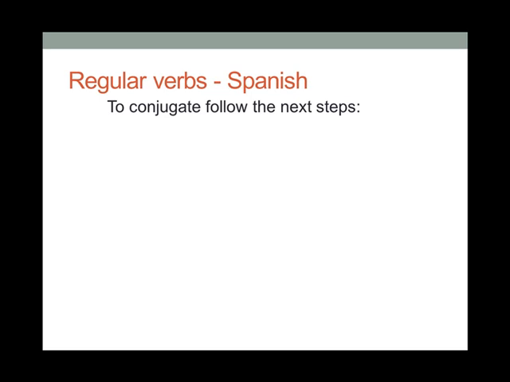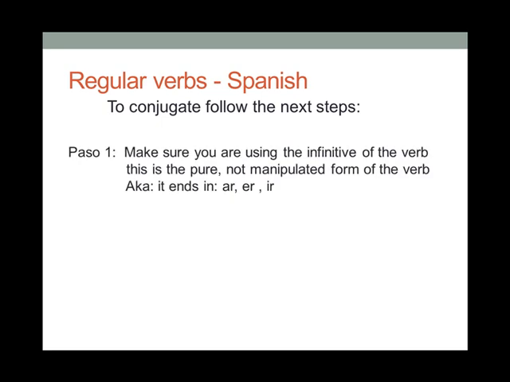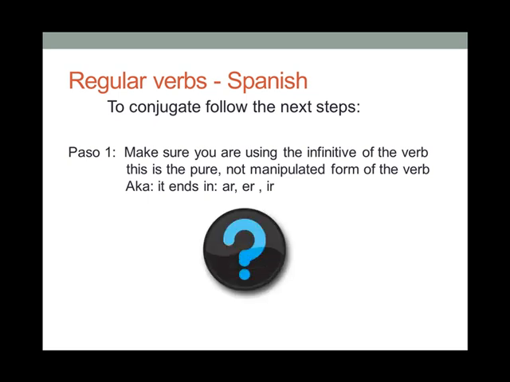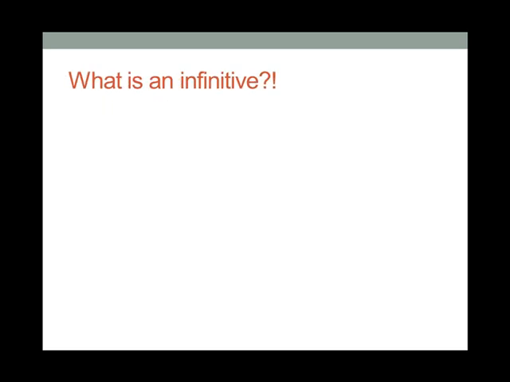In order to conjugate regular verbs, you have to follow three very easy steps. Step number 1. Make sure that you're using the infinitive form of the verb. This is the non-manipulated infinitive form of the verb. Now, if you can't remember what an infinitive is, let me help you out real quick. We say that a verb is in the infinitive form whenever it's in its original form.